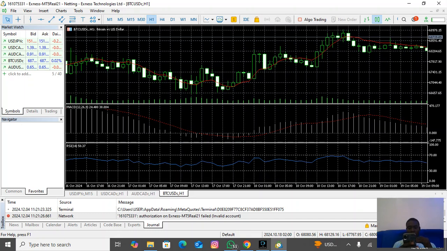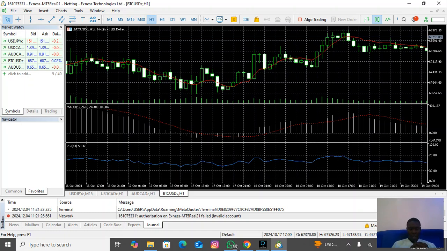All right. So the MACD, right? People can call it the MACD. The full meaning is moving average convergence divergence. Okay, it's moving average convergence divergence. That's the full meaning of MACD, right? So, what is the MACD?